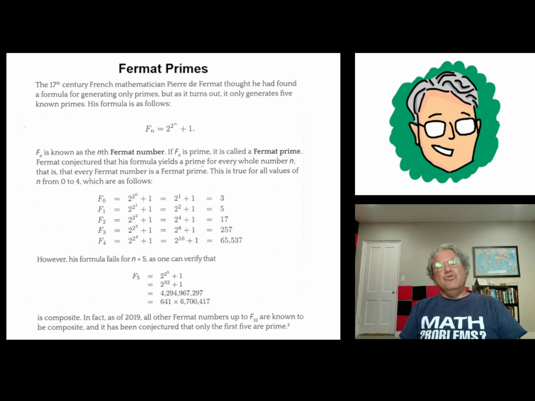F3, 2 to the 2 to the 3 plus 1, that's 2 to the 8 plus 1. 2 to the 8 is 256, plus 1 is 257. That's prime too. And the biggest of these, F4, 2 to the 2 to the 4 plus 1. I think this is the biggest one that Fermat was able to check because he lived in the 17th century. It was hard to factor large numbers, but this was the biggest one he calculated. 2 to the 16 plus 1. 2 to the 16 is 65,536. You add 1, you get 65,537. And that's also prime.